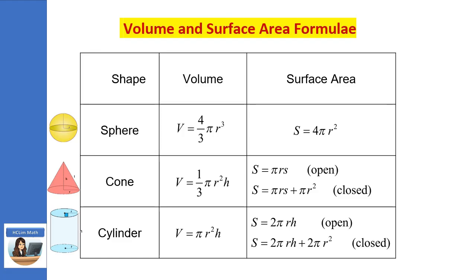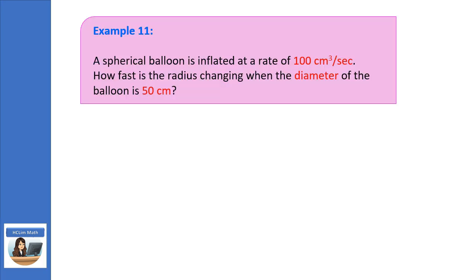Before we proceed to the examples, let us recall some important formulas, especially for the volume and surface area for the shapes of sphere, cone, and cylinder. Okay, let us proceed to example 11.